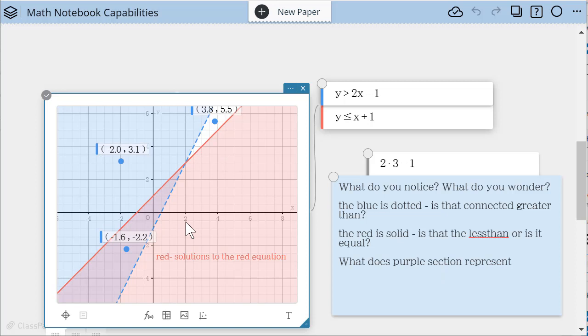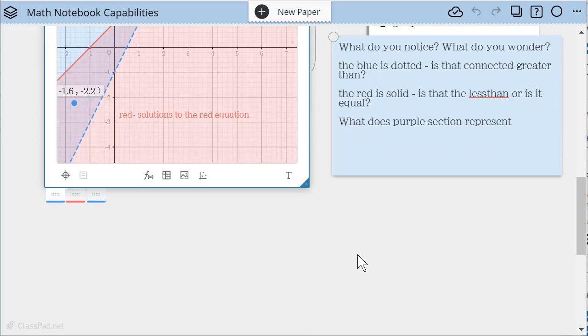So Classpad.net is an amazing way for you to take notes if you're a student, for you to allow students to have places to explore and explain their thinking. They can put visuals in as a way to remember things. So it's a great tool to use for taking notes and keeping track of connections and things that you're learning in mathematics.